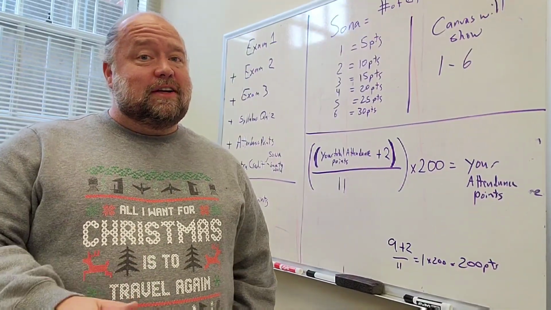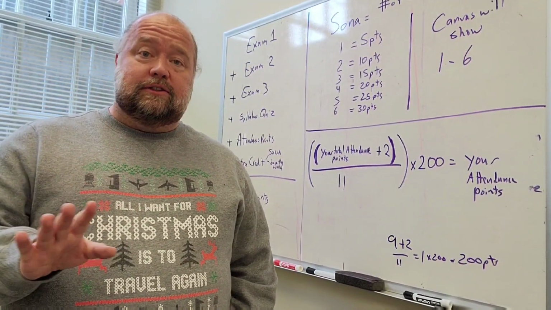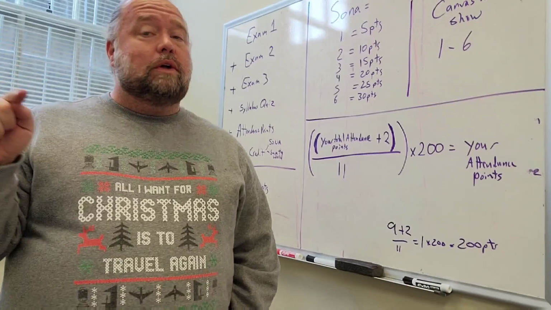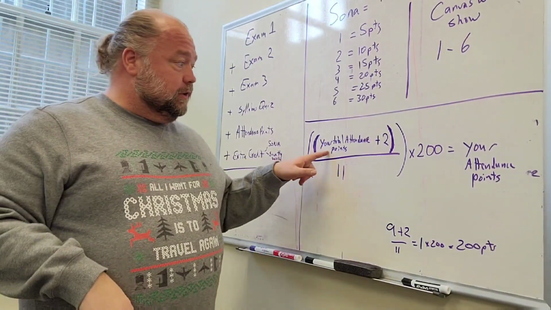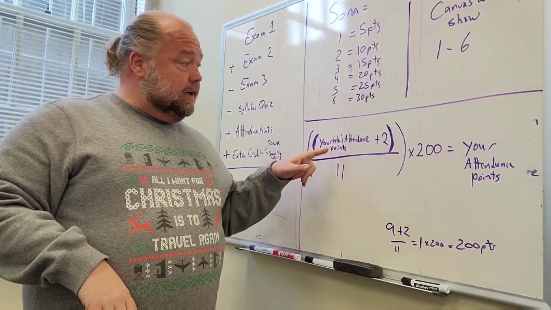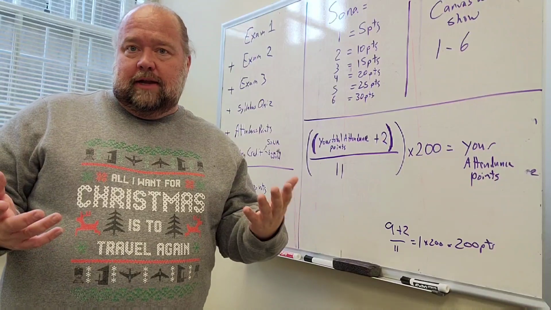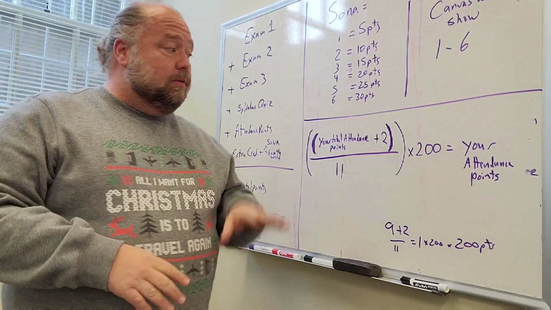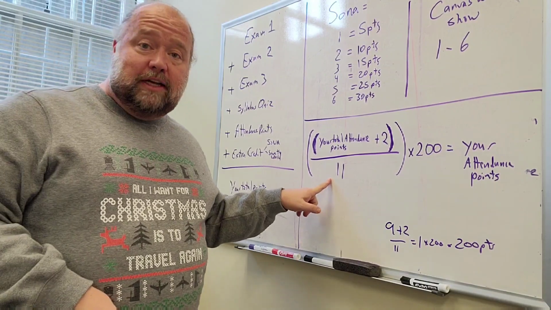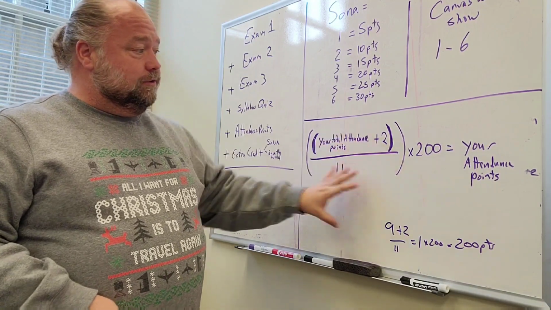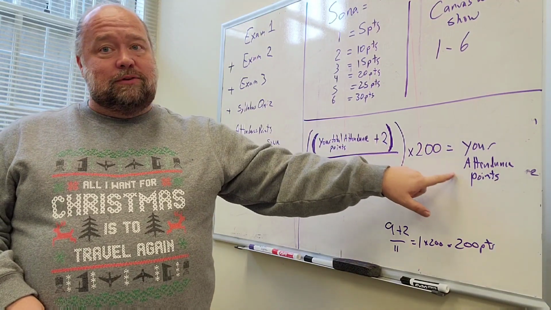But people want to know, Mark, I'm not sure what my attendance grade is. Well, if you're trying to figure out your attendance grade, you're going to count up all the points you had in those attendance columns. Then you take your total attendance points and add 2 onto that. So if you had 9 points, you add 2 onto it, you get 11. Whatever that top number is, you divide it by 11, because that's the number of checks we did this semester. You find that percentage, and then you multiply it by 200, and that will give you your attendance points.